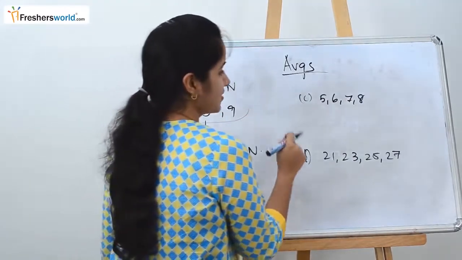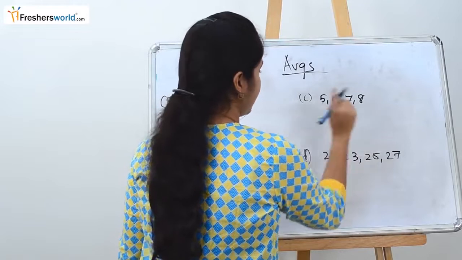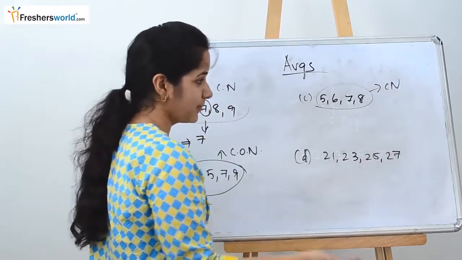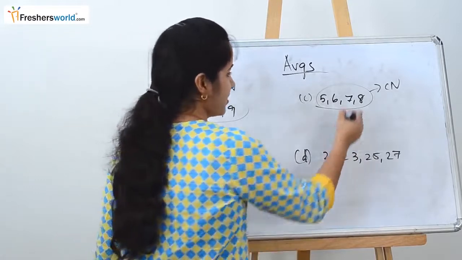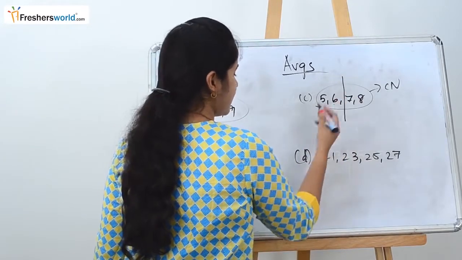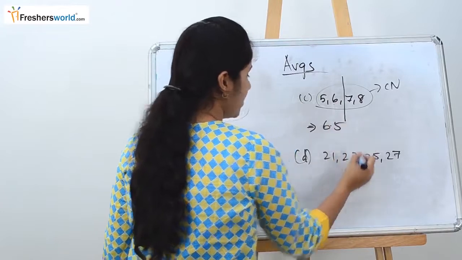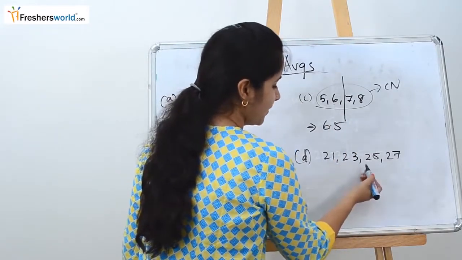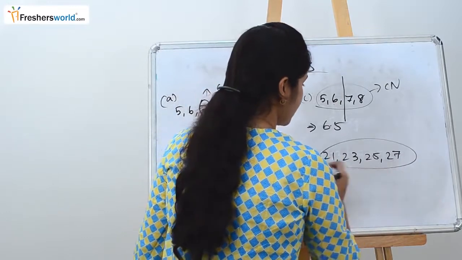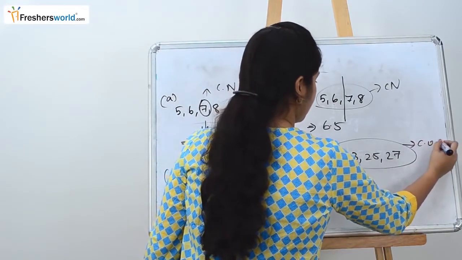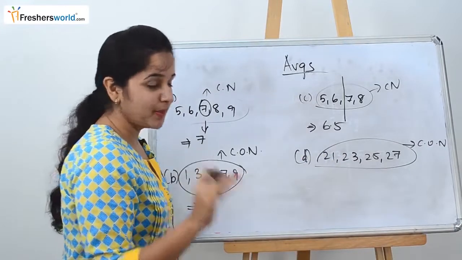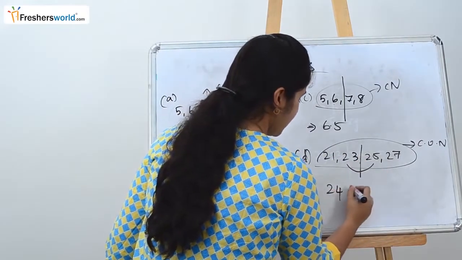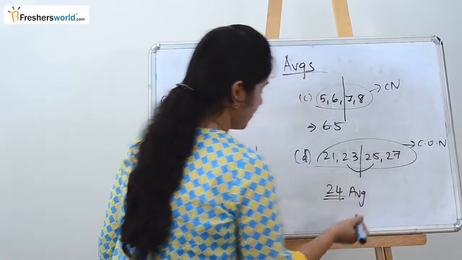Let's take the next question. They've given us 5, 6, 7, 8. These are consecutive numbers. As we know, in consecutive numbers we should always take the middle number as the average. The middle between 6 and 7 is nothing but 6.5, which is the average. Let's take another example. What they have given is 21, 23, 25, 27, which is nothing but consecutive odd numbers. As usual, we take the middle number as the average. So what is between 23 and 25? It's nothing but 24. So 24 is the average here.